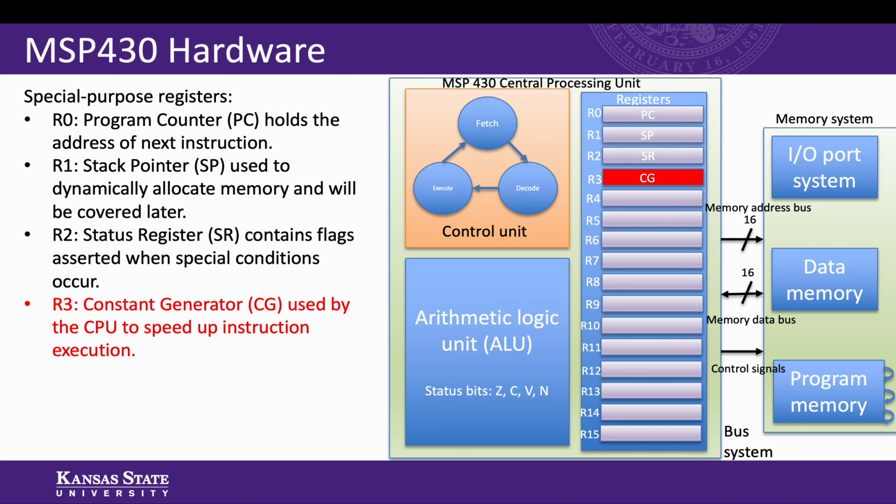The final dedicated register, R3, is the constant generator, denoted as CG. This is used by the CPU to speed up instruction execution, but it's not something that we really need to be concerned with at this time. Just know that R3 is there and it's dedicated. We don't have access to it as a programmer.